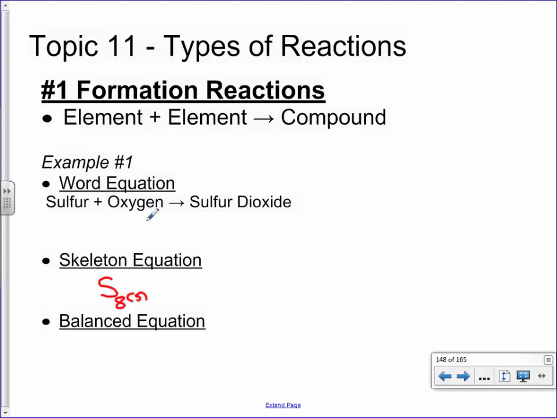Oxygen. Symbol for oxygen. Allotrope for oxygen. 2. Good. Groups of 2. Oxygen's diatomic. State of matter for oxygen. Good. Gas. Yeah, it's red. So, gas.